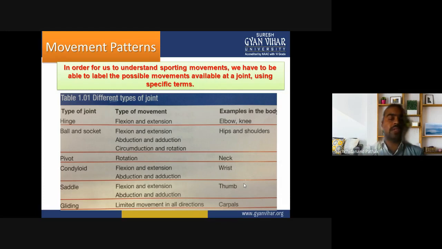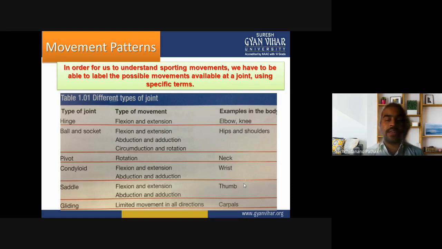So there is a flexion and extension movement in the hinge joint. Example is knee and elbow. Ball and socket joints, hips and shoulder, which can rotate in all directions. So flexion is there, extension is there, abduction is there, adduction is there, circumduction, rotation, all the movement is there. Pivot joint has only rotation, like example neck.